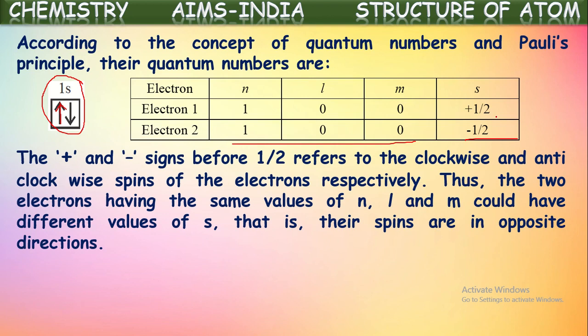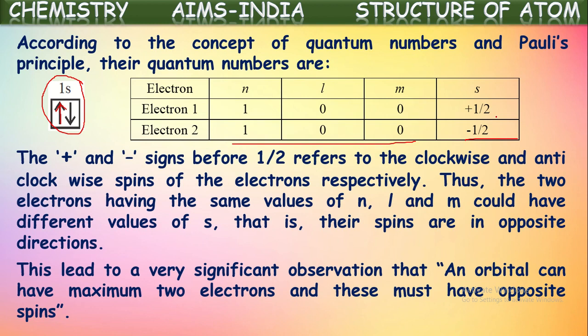So what we can conclude from this is that in an atom, if we compare any two electrons, they might have a maximum of three quantum numbers the same. At least they will differ in the fourth quantum number. That we can give as a statement of Pauli's principle: no two electrons in an atom have the same set of quantum numbers. They might have a maximum of three quantum numbers the same, but they will differ in at least one quantum number value.